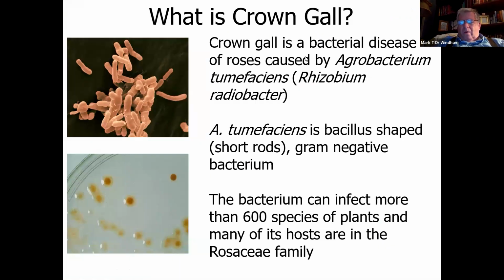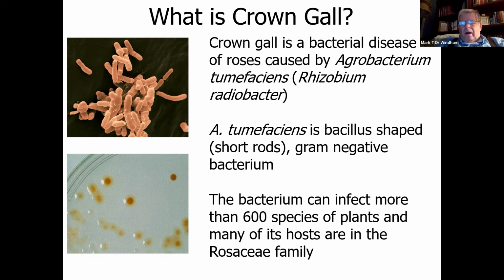But we're going to start off with what is crown gall. And crown gall is, as we know, a disease of roses and many other plants. There's over 600 species of plants that are known to be infected by the bacterium, Agrobacterium tumefaciens. If you Google it, you'll find some literature that will refer to it as Rhizobium radiobacter, but we go by Agrobacterium tumefaciens.